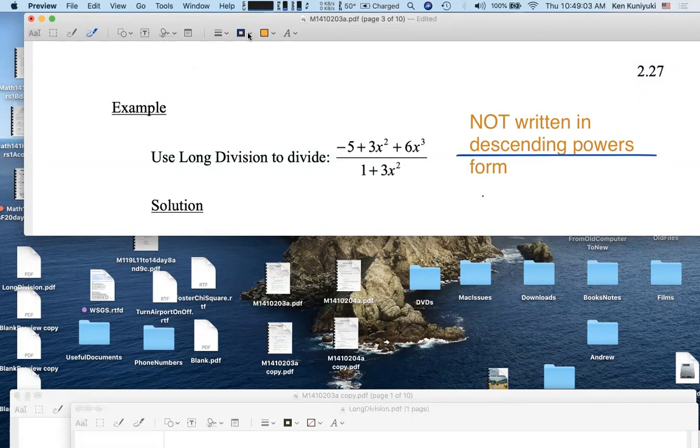But there's another issue. These two polynomials are both missing a term. What term are they missing? They're both missing an x term. So it may help us accounting-wise to actually write out a plus 0x. We call that a missing term. Writing out a missing term, we're calling that putting in a missing term.